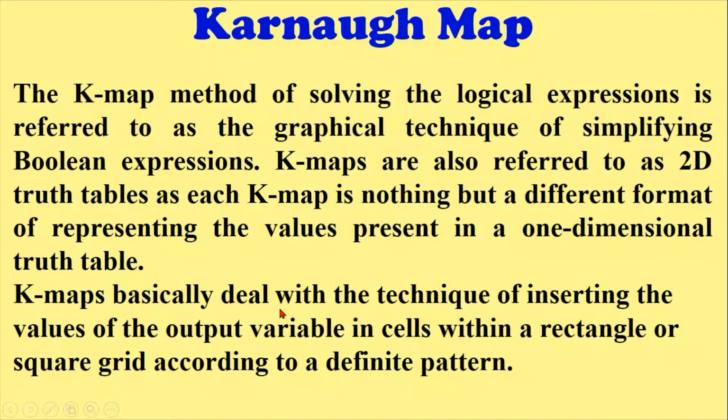K-map basically deals with the technique of inserting the values of the output variables in cells within a rectangle or a square grid according to a definite pattern. Means in Karnaugh map, we have to insert different variables into the cells or rectangle or grid according to the given Boolean function or definite pattern. So let's move, students, towards the next one.